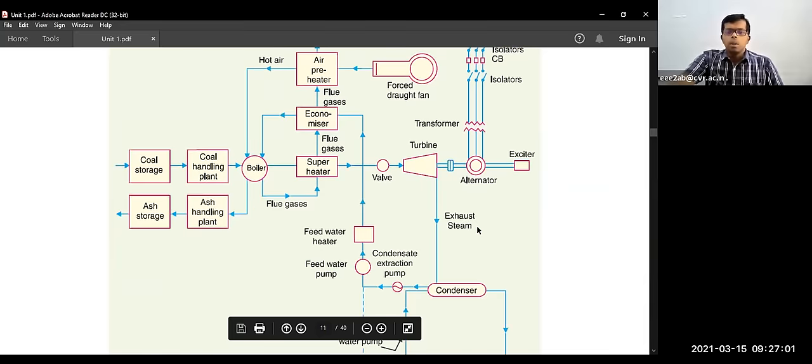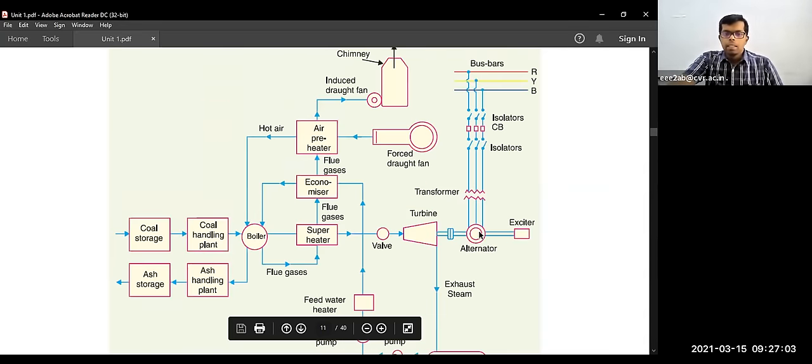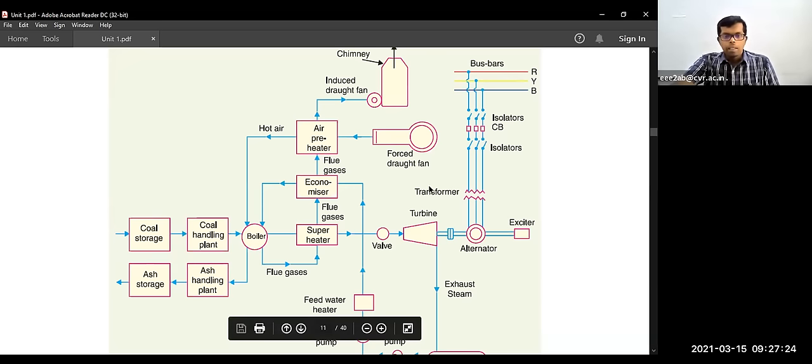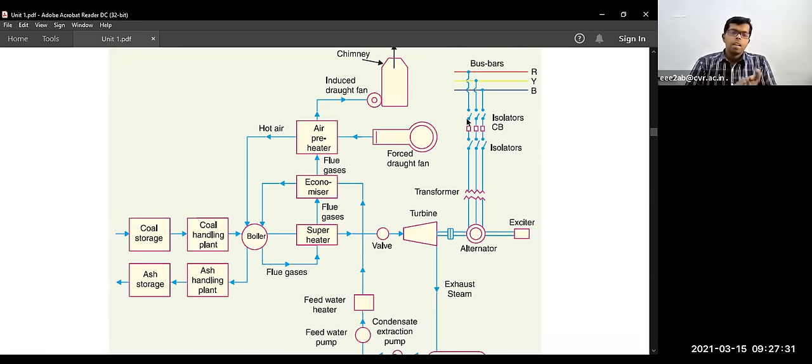Once again I am repeating the block diagram. While drawing the block diagram, this arrow mark is very important. Try to draw the whole block diagram in landscape. Turn your page and draw in landscape mode.